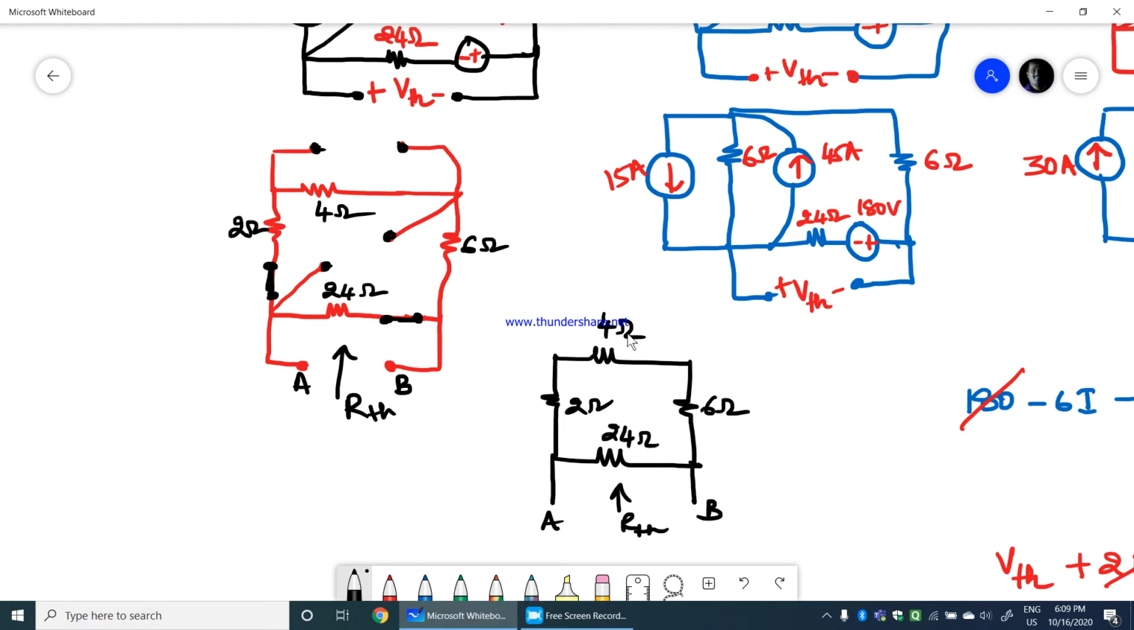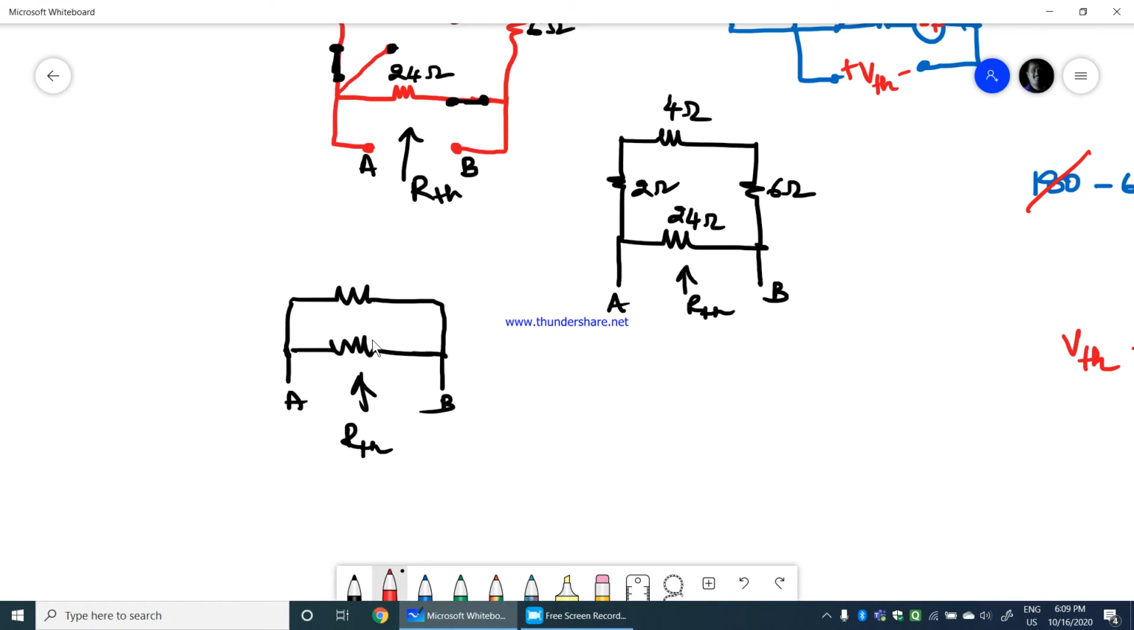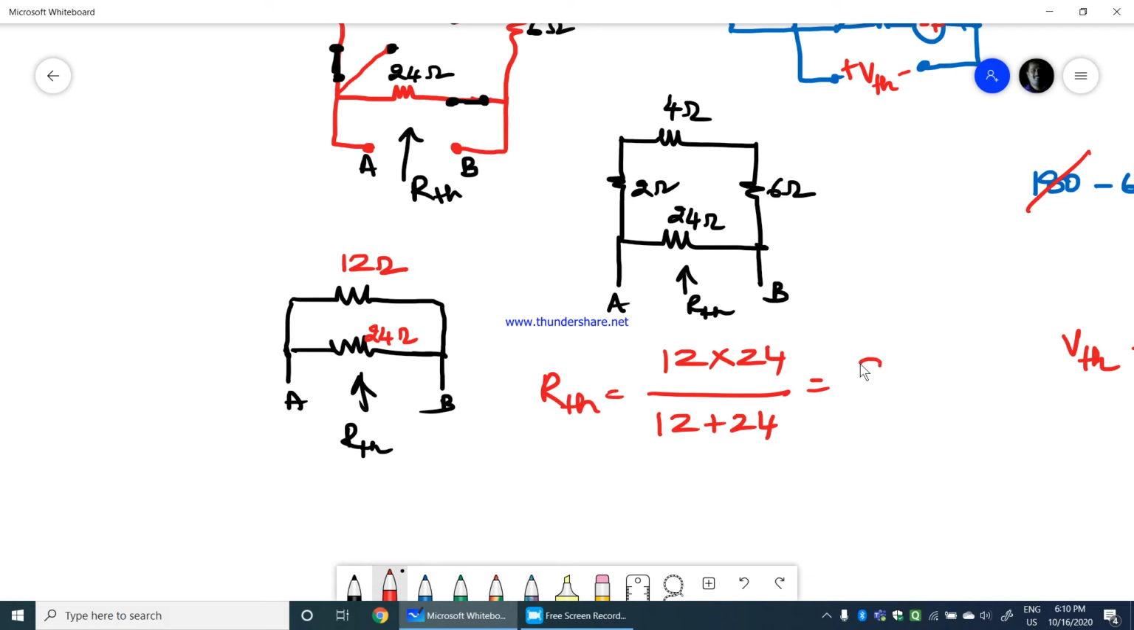So you can see all three are in series, and that in turn will be parallel with 24. So what do we get when all three are in series? I have 24 here, and I am trying to find RTH here. So this is 24 ohms and this is 4 plus 2 plus 6, which is 12. Therefore RTH would be equal to 12 into 24 divided by 12 plus 24. So I suppose the answer for RTH that you get is 8 ohms.